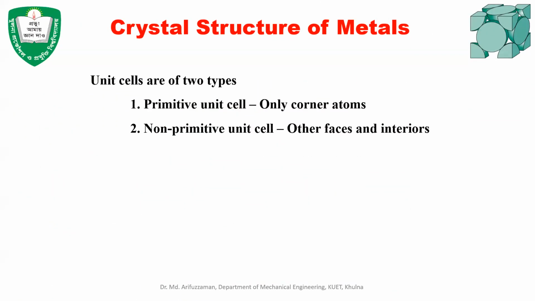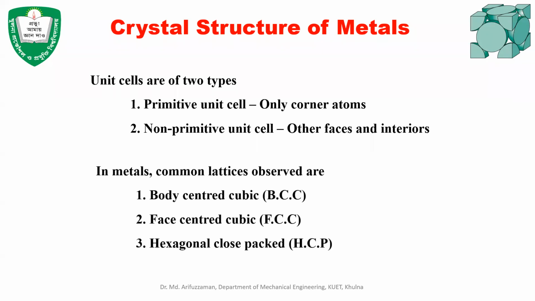In unit cells, basically there are 2 types. One is called primitive, and another one is the non-primitive unit cell. The primitive unit cells only contain corner atoms; there will be only corner atoms. There will be no atoms present inside the unit cell. But in the non-primitive unit cells, atoms can be on the faces of the unit cell as well as in the interior.